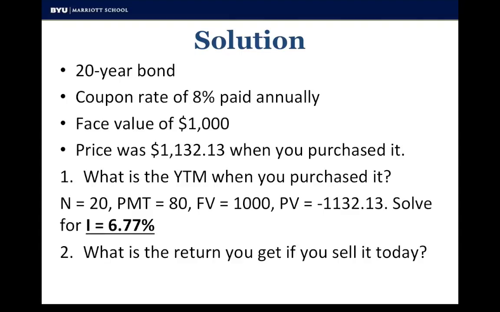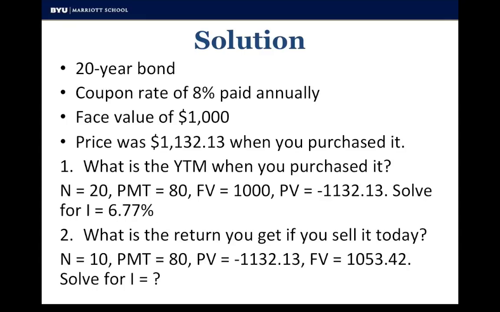Now let's calculate what's the return you will receive if you sell it today. Just think of the timeline, right? 10 years ago, you purchased the bond at 1,132.13, and you have received the payment of 80 every year for the past 10 years. And then future value is the current price of the bond, because if you sell the bond today, you're going to receive $1,053.42. So that you can find the return, and if you solve for it, you get 6.55%.